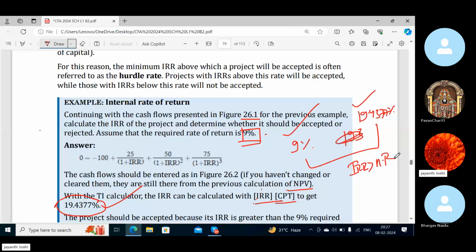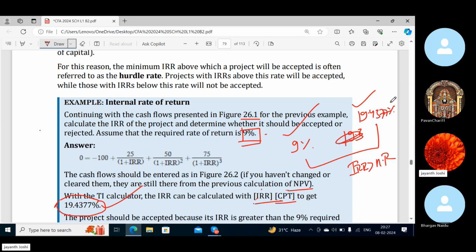Why? Because the hurdle rate is less than IRR. But why? Because 9% is the minimum required return that we get, and we are getting 19%. So why, don't you want higher returns? Yes, sir.